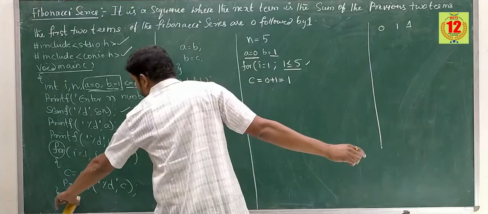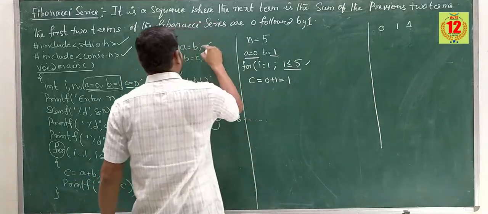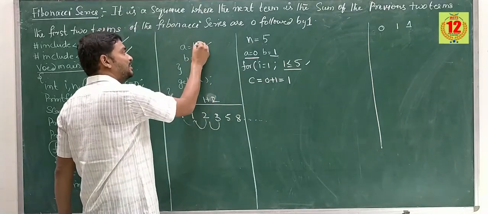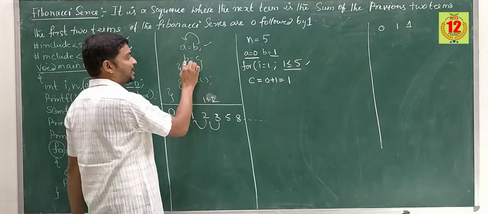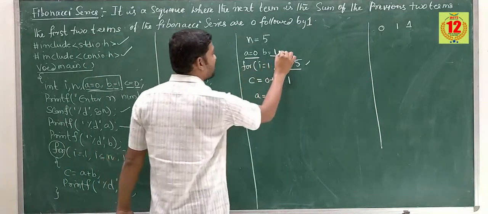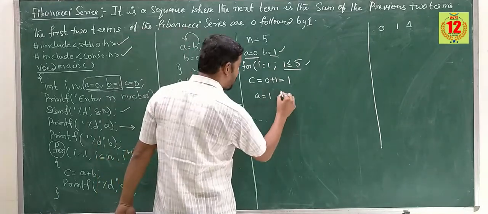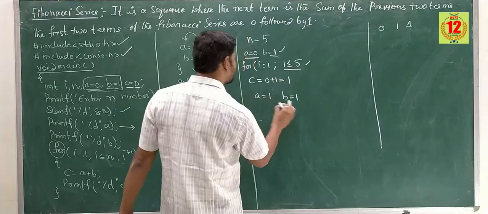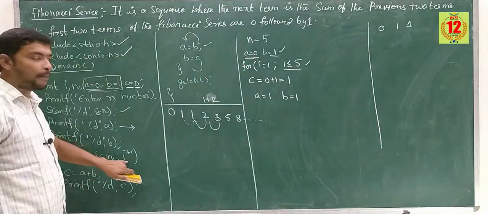Next, out of this condition, again here we are assigning the values. So a is equal to b and b is equal to c. Now a is equal to b, whatever the b value, 1. And b is equal to c, where c is equal to 1. Now a is equal to 1 and b is equal to 1.